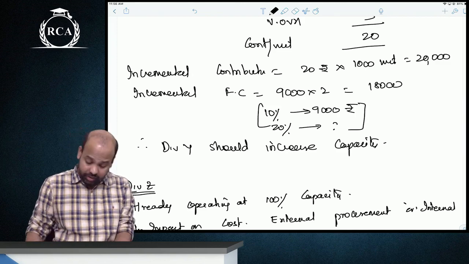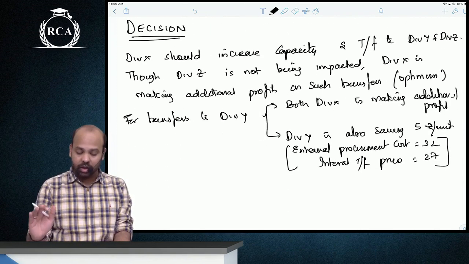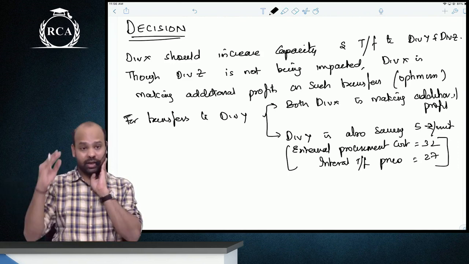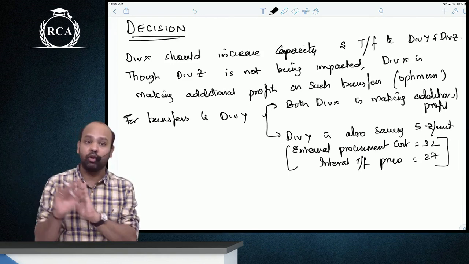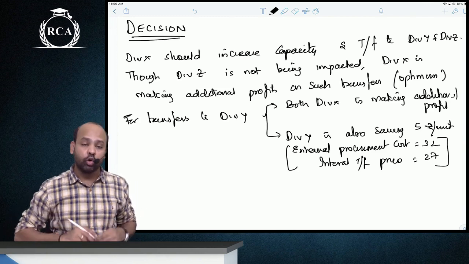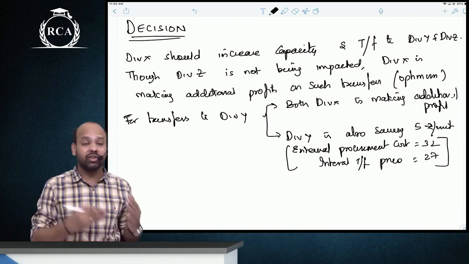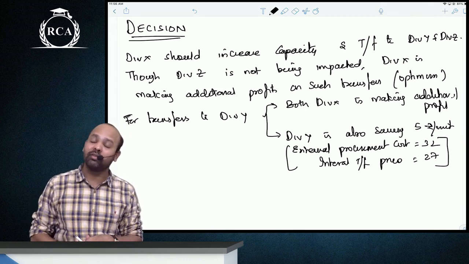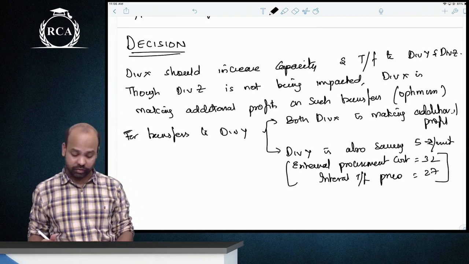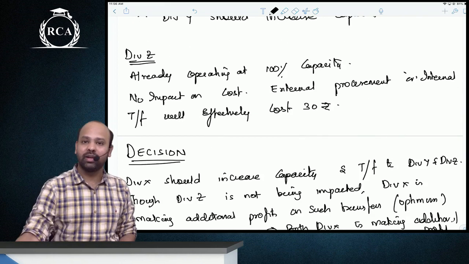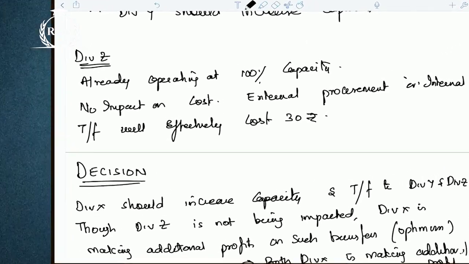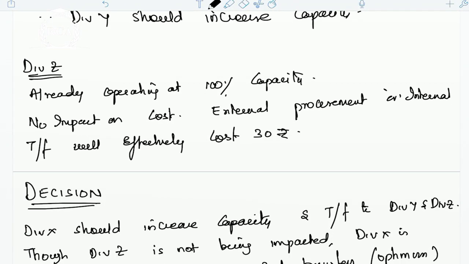The requirement is only to give decisions, and it is very loud and clear what the appropriate decision is. Don't think from the viewpoint of only one division. Yes, division Z is of course not being impacted in any manner, but don't you think that on those internal transfers division Y is making additional profits? On those internal transfers, division-wise, it is undoubtedly making additional profits. Please make a note of this, all of you. Copy this. And we are done with this question as well.